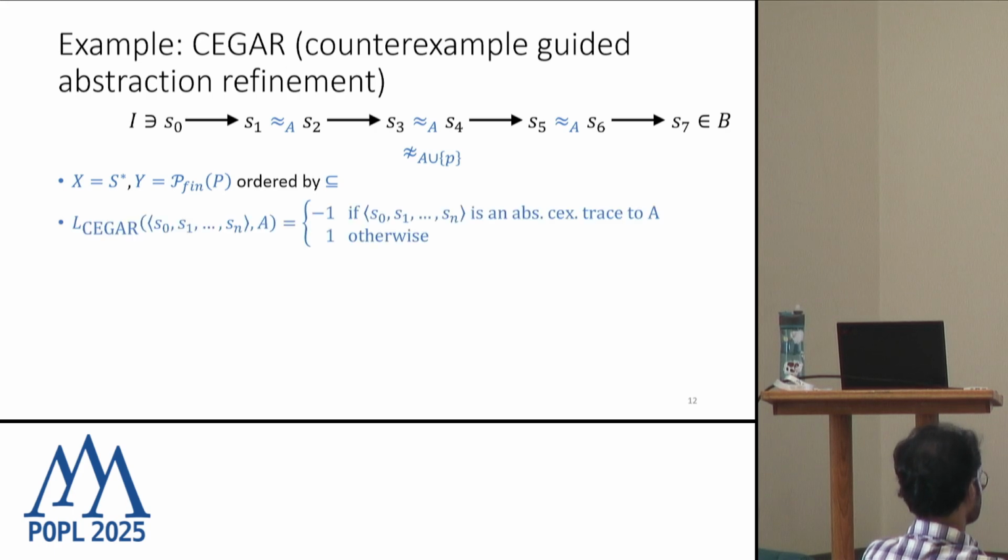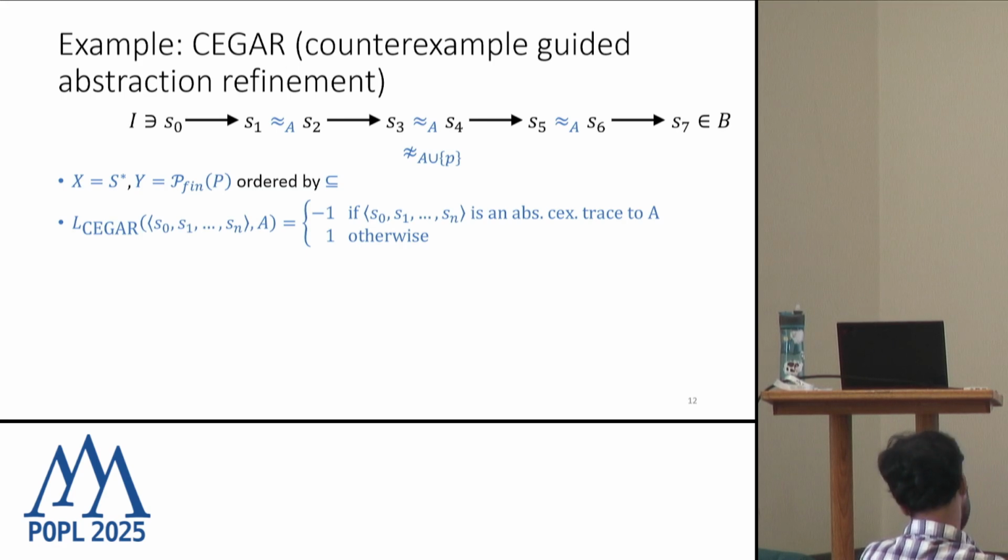And then we're going to define our Lagrangian to be, so the Lagrangian takes a sequence of states and a set of predicates. And it's going to be -1 if this sequence of states is an abstract counterexample to the abstraction given by this finite set, and 1 otherwise. So now let's try to see what this game would look like.